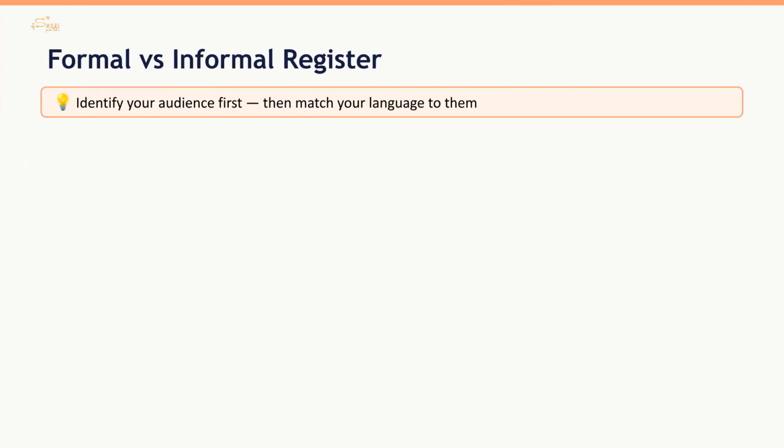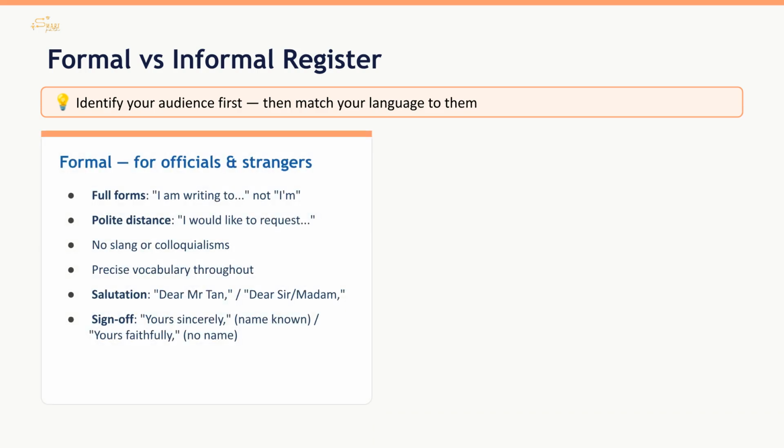The most important rule for getting the register right is to always identify your audience first, then match your language to them. Writing to your principal is completely different from writing to your best friend. Let's start with the formal register. You use this for officials, teachers, or strangers. This demands respect, which means avoiding contractions. You must use full forms like "I am writing to," not "I'm."